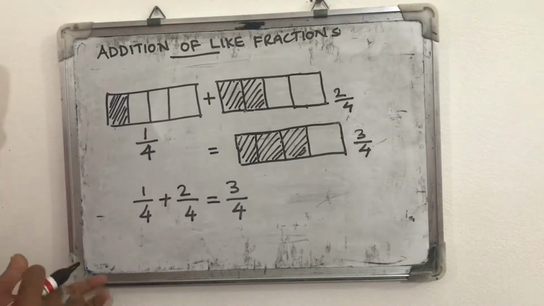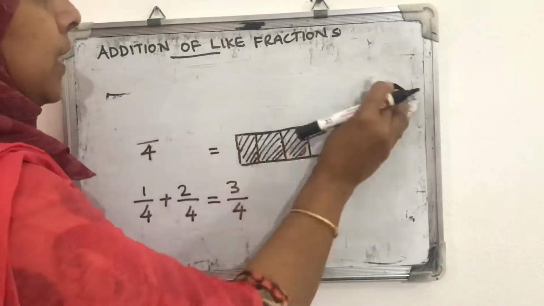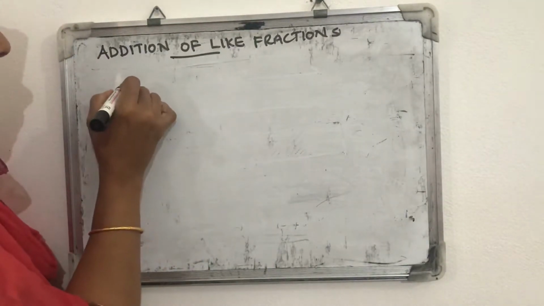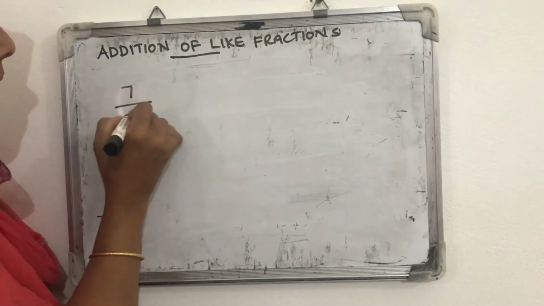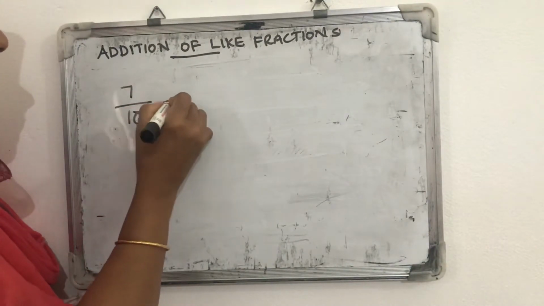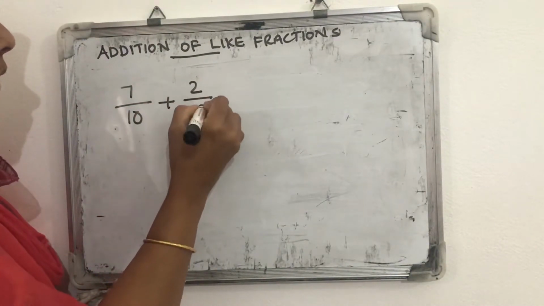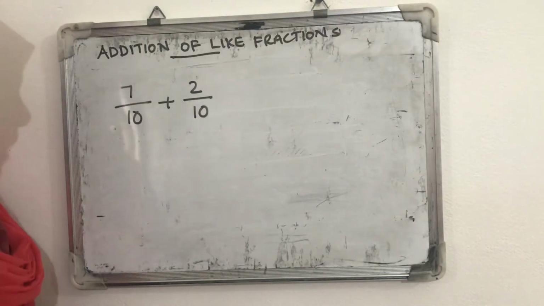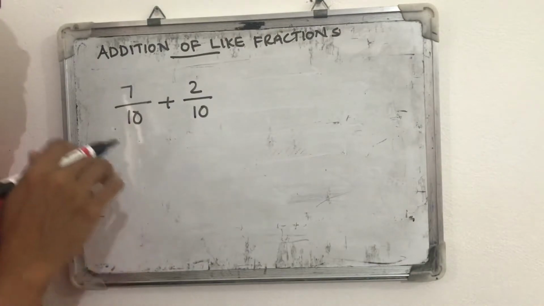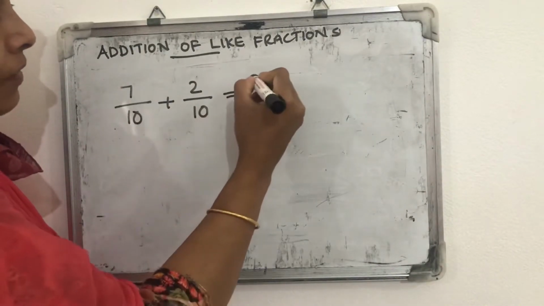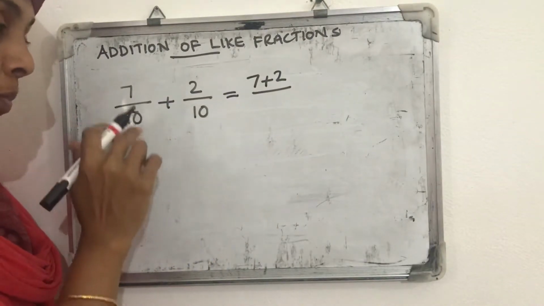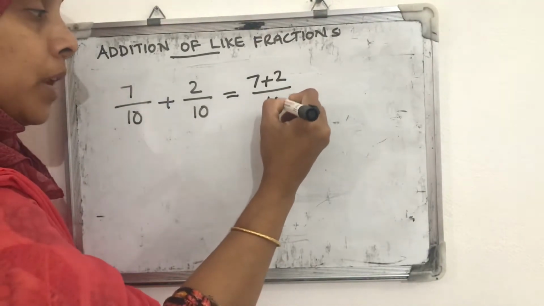Just like this we can add any 2 like fractions. I will give some examples. Here another example is given: 7 by 10 plus 2 by 10. If we add these 2 fractions, what do we add? We only add the numerators, that means 7 plus 2. Then what will be the denominator? It should be the common denominator, 10.